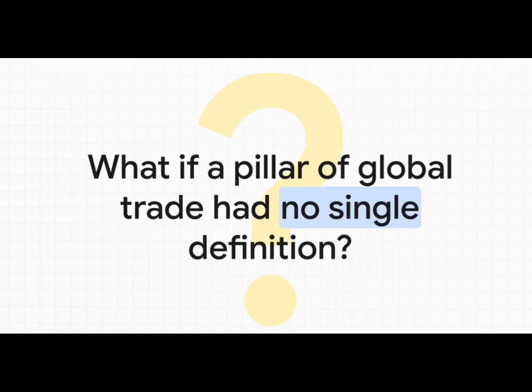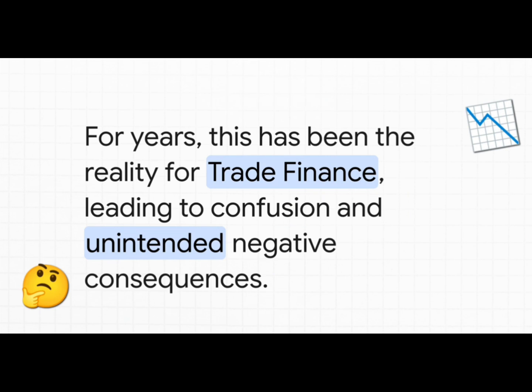I mean, just think about that for a second. What if a core pillar of how our entire global economy works just didn't have a single agreed-upon definition? No one rule book that everyone could point to. It sounds pretty chaotic, doesn't it? Well, this isn't some hypothetical scenario. For the longest time, this was the reality for what we call trade finance.